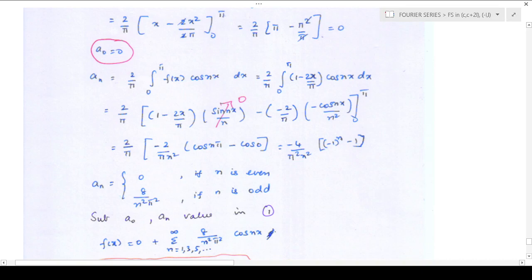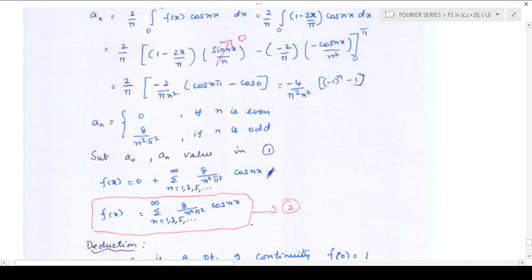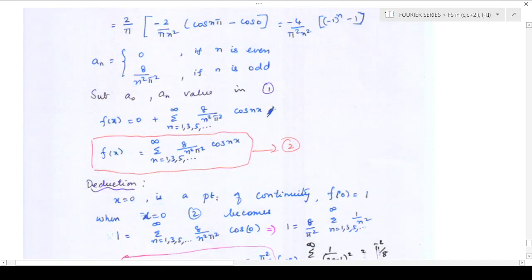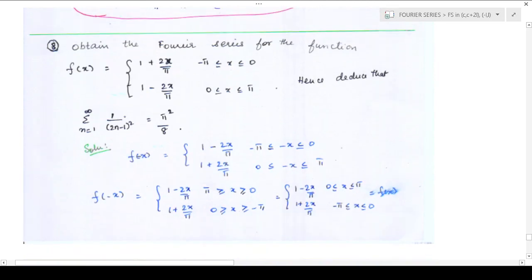Again, when n is even, 1 minus 1, it is 0. When n is odd, minus 1, it is minus 2, into minus 4, it is 8 by n square pi square. You are substituting the value, your f of x is this, right? You have to find the deduction part to be 1 by 1 cube plus 1 by 3 cube plus 1 by 5 cube plus so on. All the odd values square in the denominator.